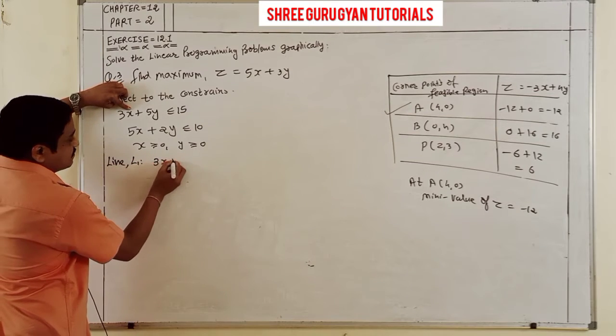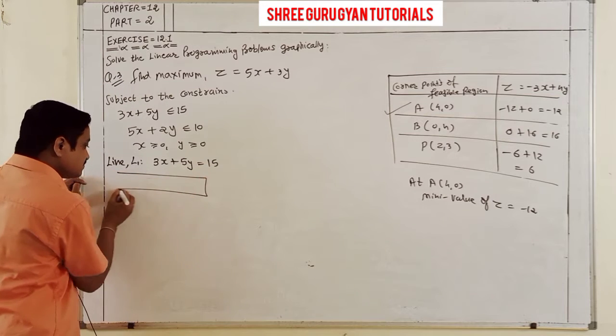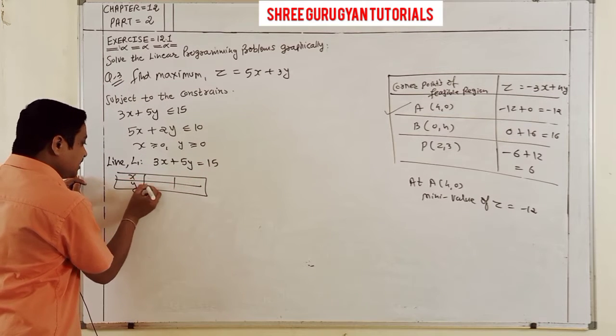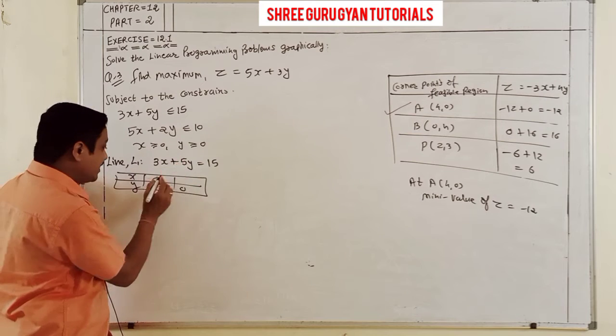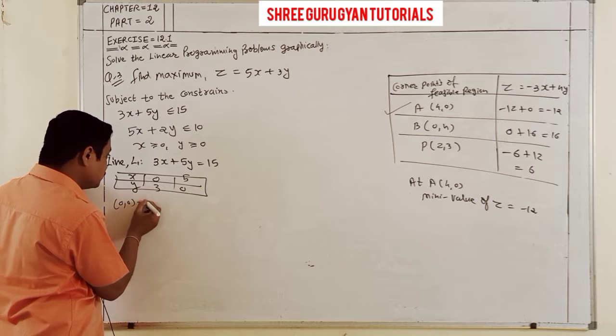3x plus 5y is equal to 15. Go to the table. Simple: put x = 0, y = 3, but y = 0, then x = 5. And for (0, 0) you just check about that.